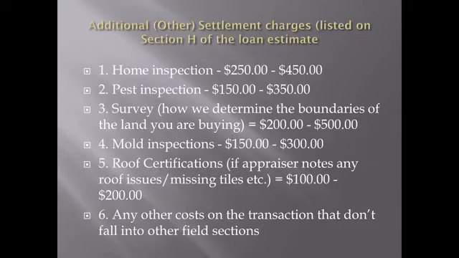Additional other settlement charges, okay, this is going to be listed on Section H of the loan estimate. Home inspection. Mandatory. Always got to get a home inspection. And you should order your home inspection immediately after you open escrow, and don't let your lender order the appraisal until you've reviewed your home inspection and make sure that the property looks good and that you want to move forward, because you don't want to waste that $650 on your investment property appraisal if you get back your home inspection and the property just looks terrible underneath the skirt. You don't want to have that problem.